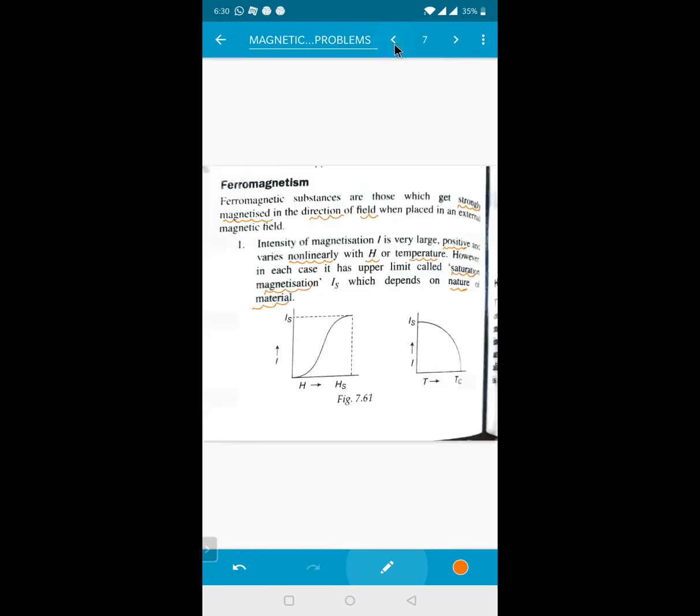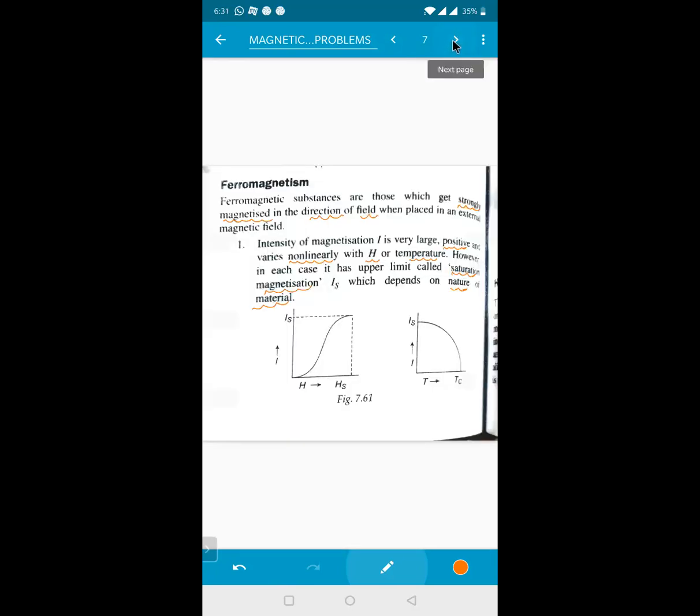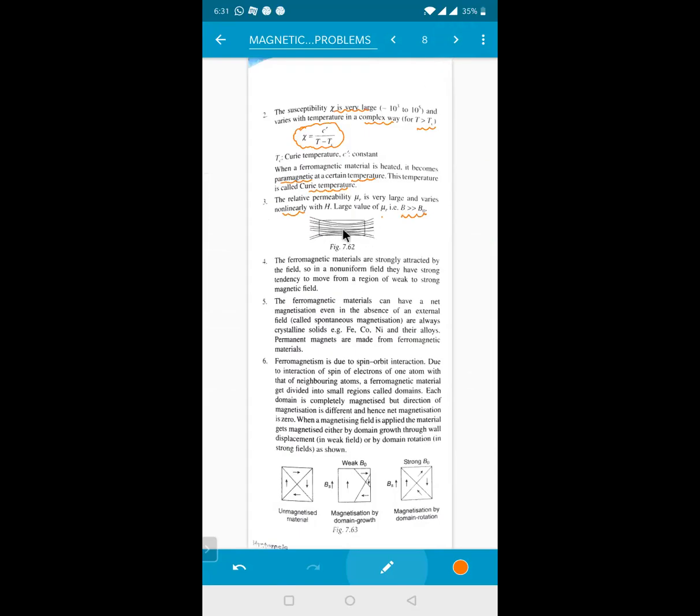Whereas in paramagnetism, magnetic fields are passing, but only a lesser number of magnetic field lines are passing. Whereas in this one, if we take the diagram, more crowded magnetic lines of force are passing. That is the reason it is more magnetized. That is the reason we say that a ferromagnetic material is strongly attracted by the field. So in a non-uniform field, they have a strong tendency to move from a region of weak to strong fields.